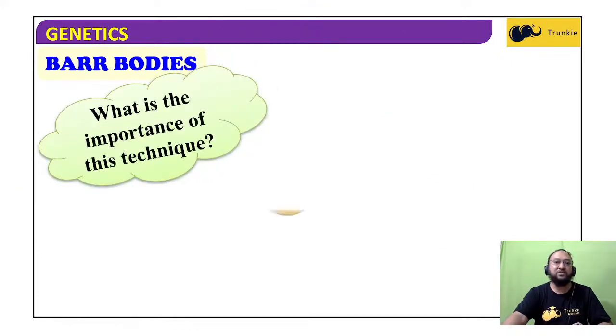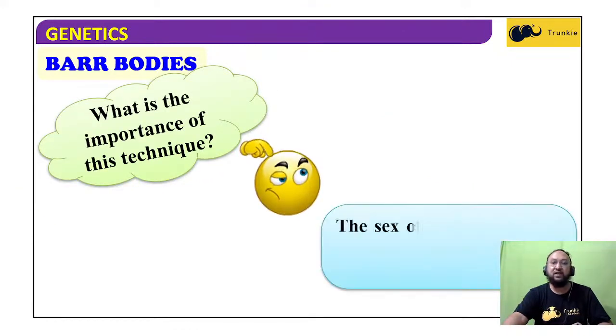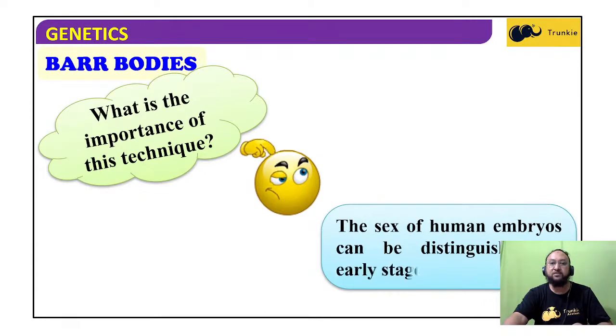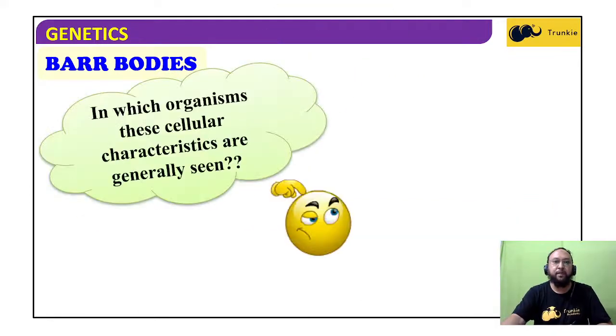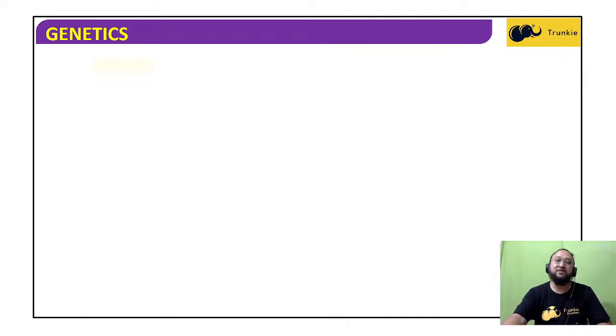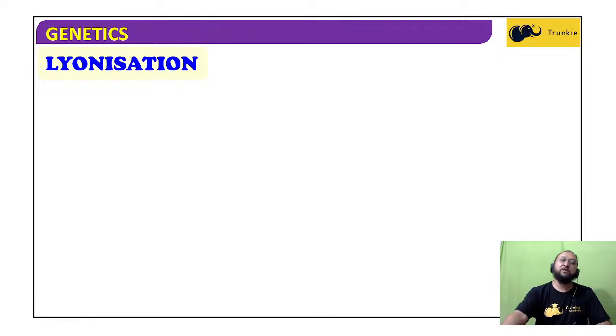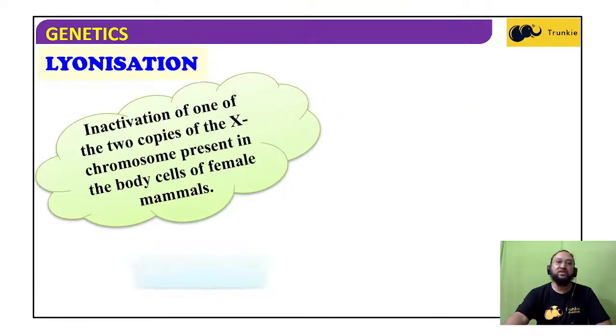What is the importance of this technique? The sex of the human embryo can be distinguished at an early stage of development. By taking the neutrophil, we can come to know the sex of the embryo that is developing. In which organisms are these cellular characteristics generally seen? This is seen in all mammals, so Barr bodies are present in all. Now coming to Lyonization.